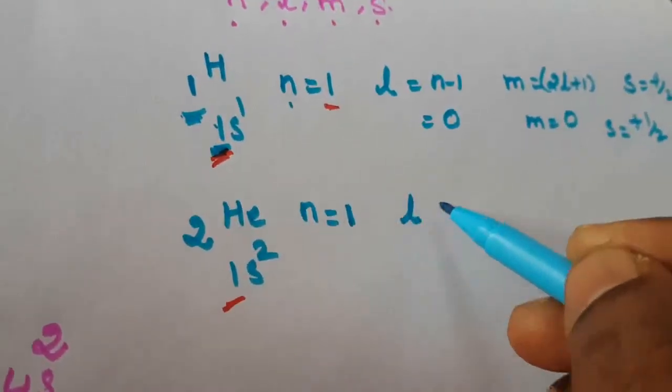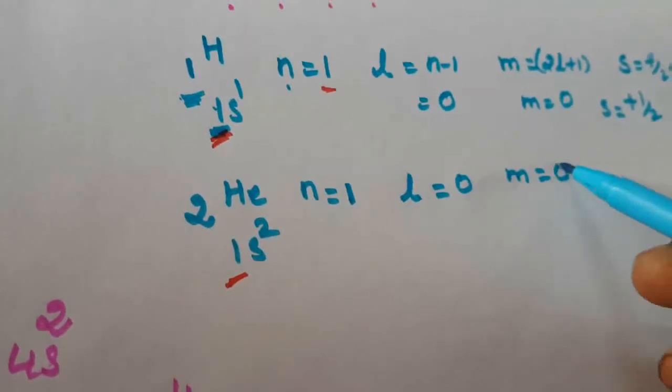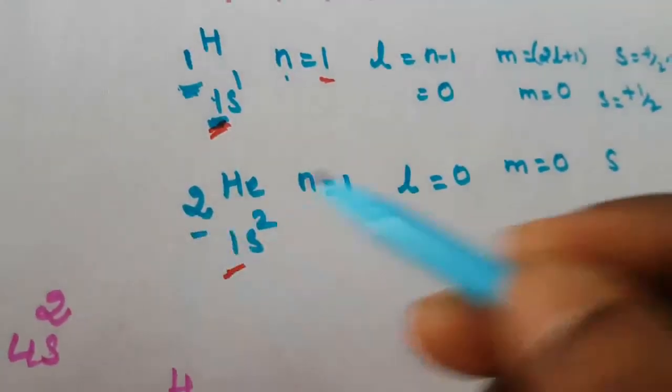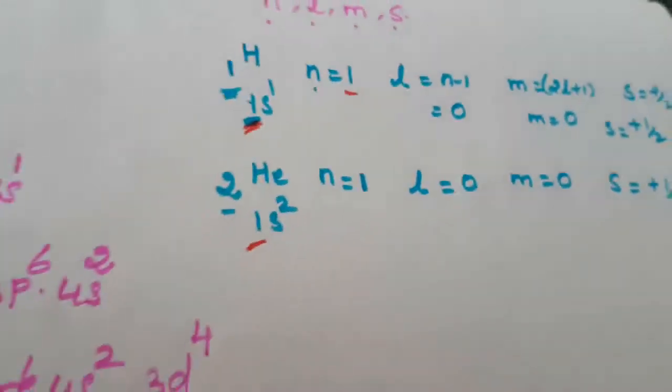What is the L value? L is equal to 0. What is the M value? M is equal to 0. What is the S value? Here 2 electrons are there. S is equal to plus and minus. Why? Because there are 2 electrons.